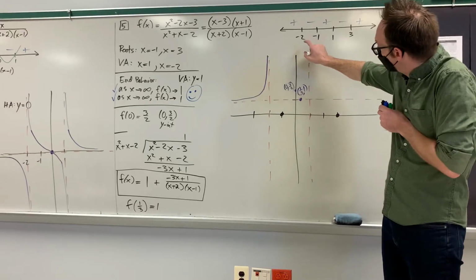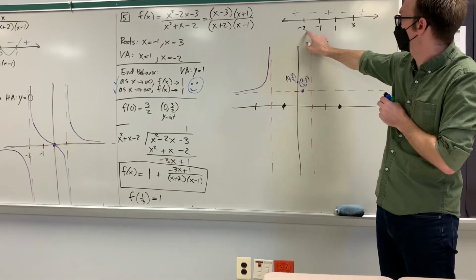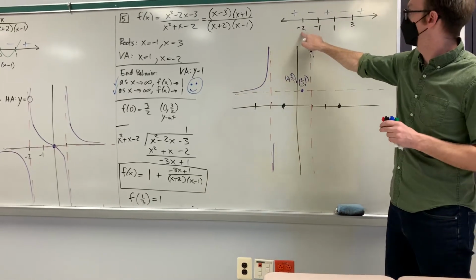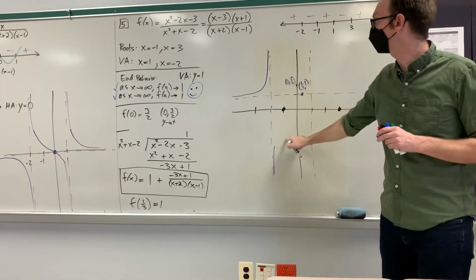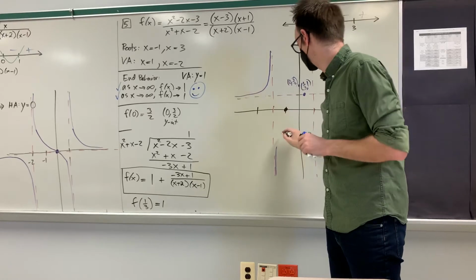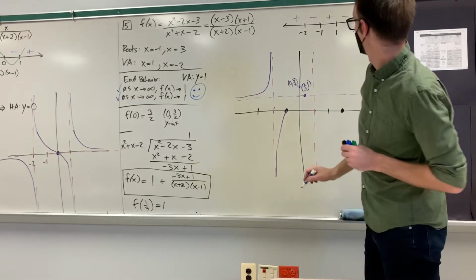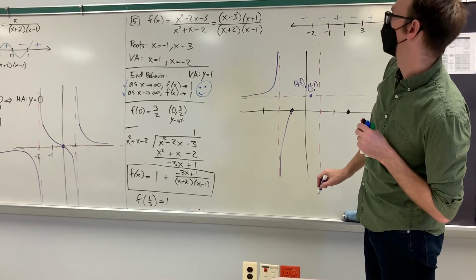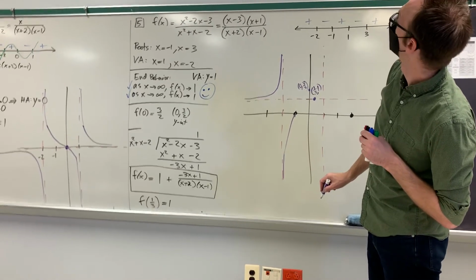All right, now that I have all this information, I can finish this graph, and I can know that to the right of negative 2, my function's like negative infinity. In between negative 2 and negative 1, my function will be negative, and I have a root at negative 1, so it looks like that. Something went wrong. Oh boy. What went wrong?